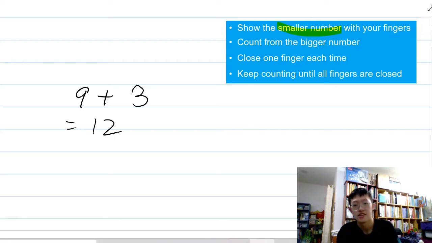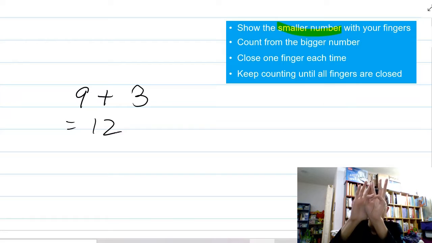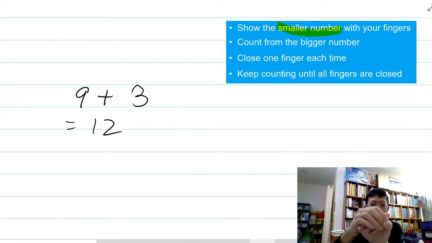Just like that. Okay, I'll repeat again. 3 is smaller, so we'll show 3 in our hands, and we start counting from 9. So 9, 10, 11, 12. So that's our answer, 12.